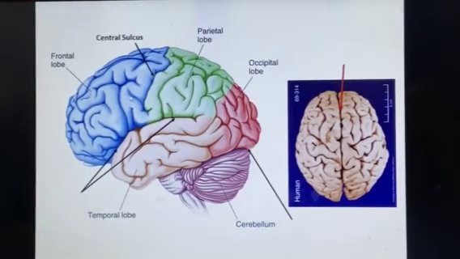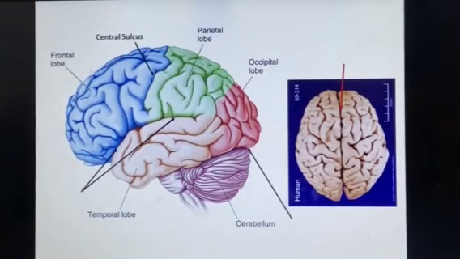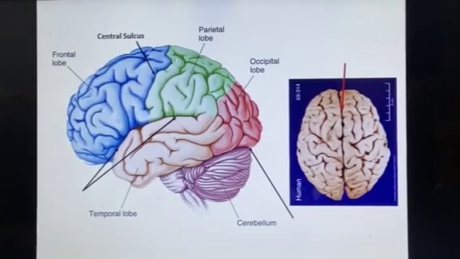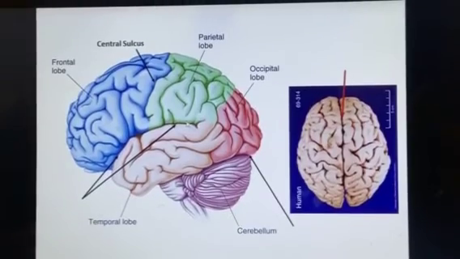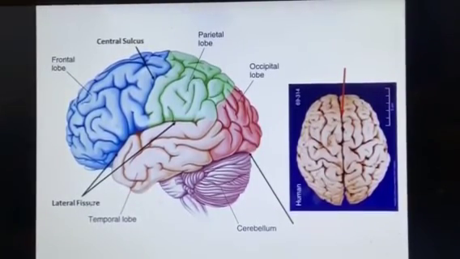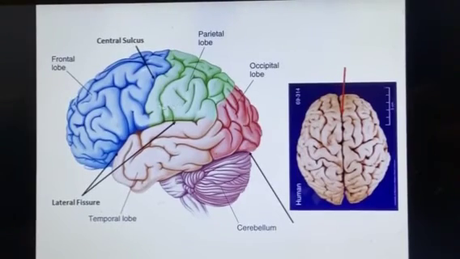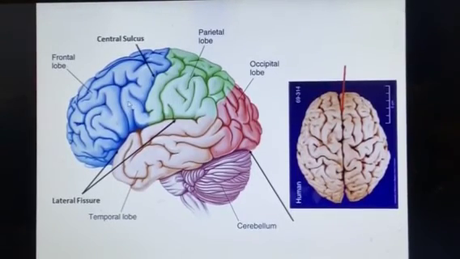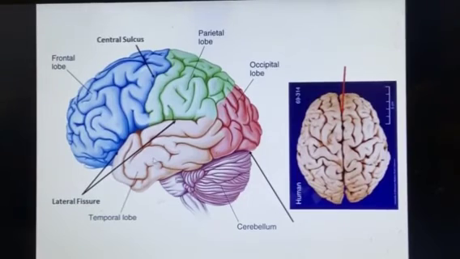If we go more, this is the sulcus. Can you see it? It is dividing between the frontal lobe anteriorly and the parietal lobe. We call it central sulcus. Laterally, you can see there is a fissure. We call it lateral fissure. This divides the parietal lobe, frontal lobe superiorly, and the temporal lobe inferiorly.